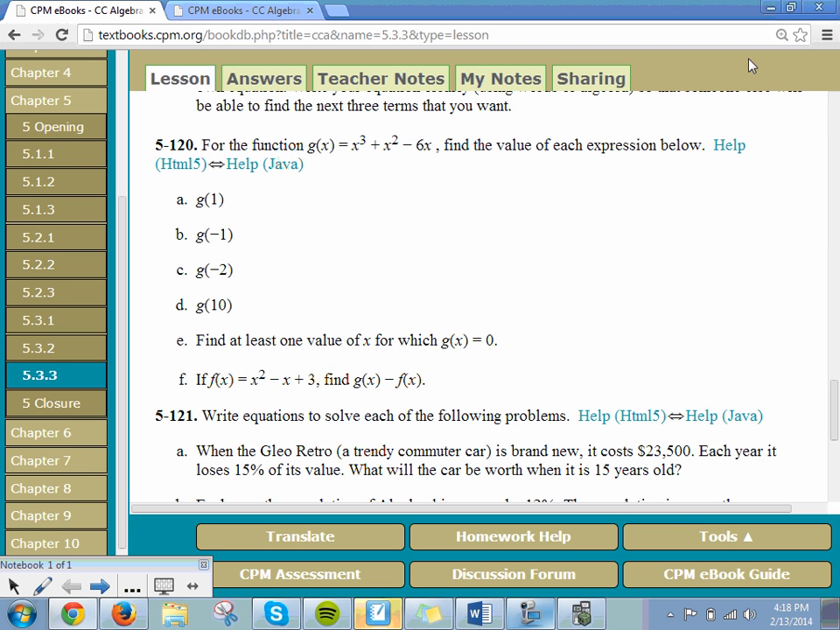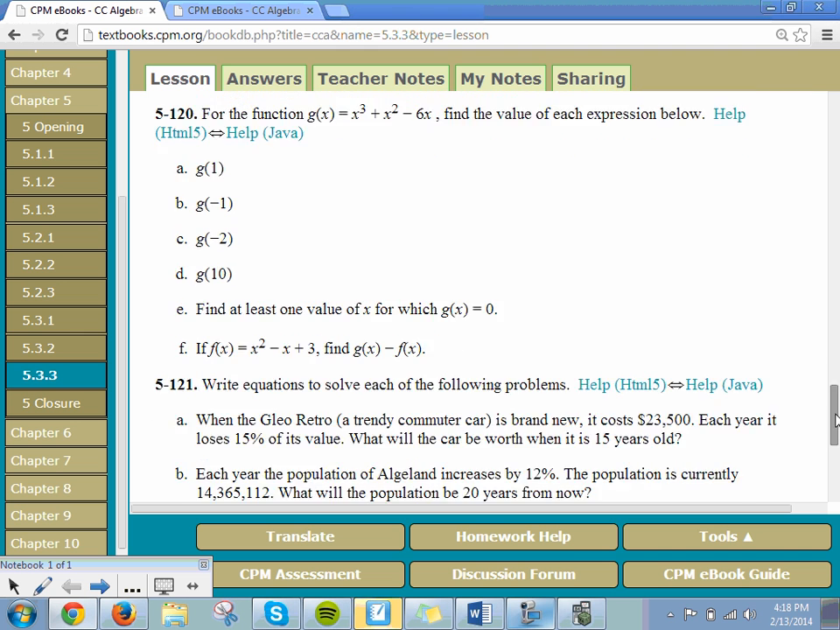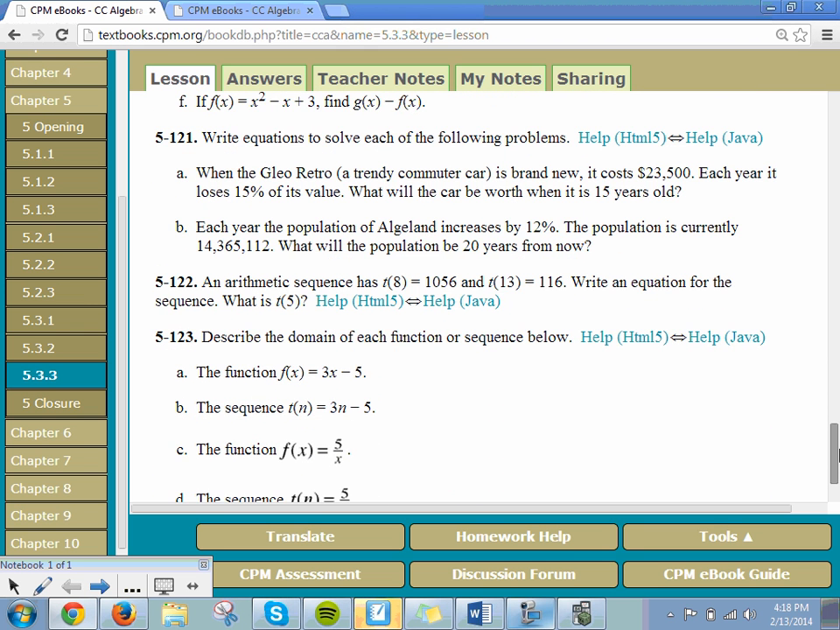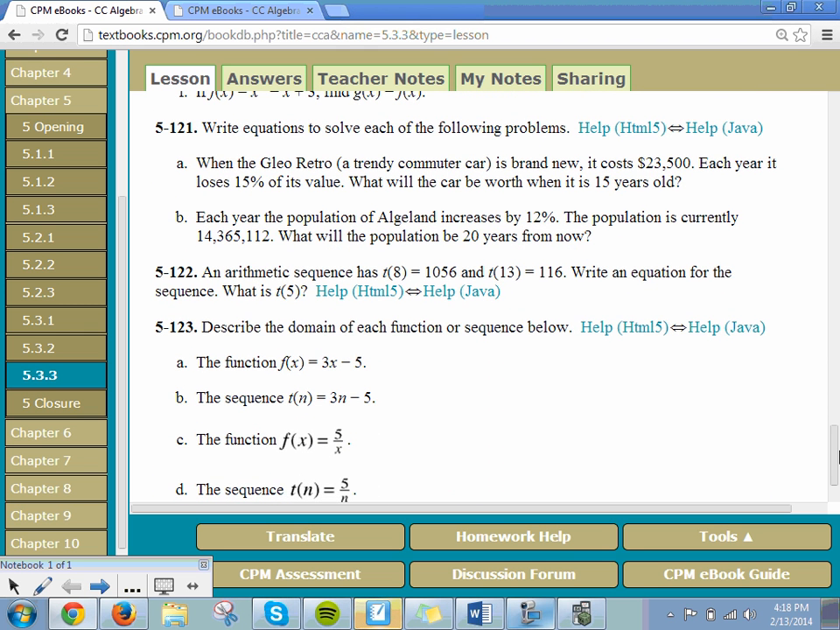Moving on, looking at 121. It says, write equations to solve each of the following problems. So all we want to do here is write it, unless they ask us for some more information.